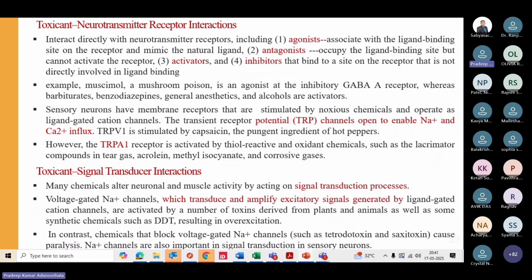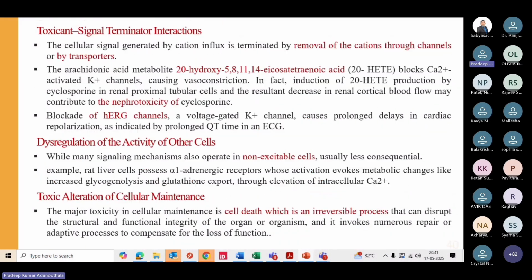However, the TRPA1 receptor is activated by thiol reactive and oxidant chemicals such as lacrimatory compounds. If we are exposed to tear gas or corrosive gases, this particular receptor gets activated, and that leads to lacrimation. If we are exposed to tear gas, secretions happen by activating this receptor.